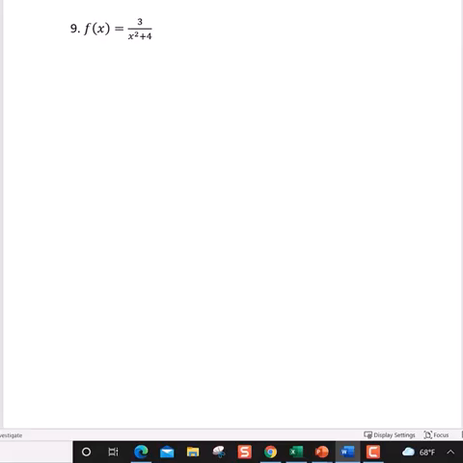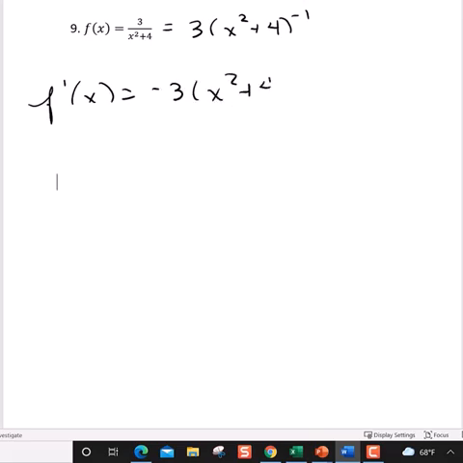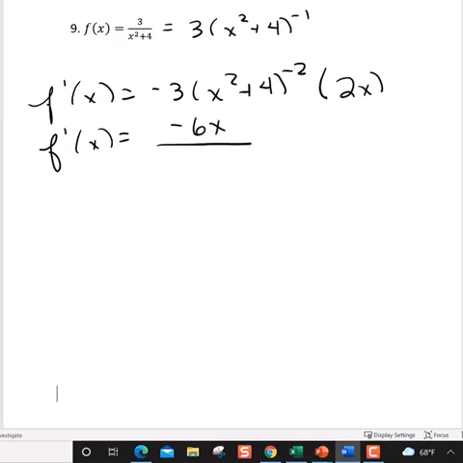One more to show you. I have f(x) is 3 over x² + 4. Hoping your immediate thought is let's turn that into a chain rule. So I can bring the power down. I get −3(x² + 4)^(−2). And then inside, x² + 4 has a derivative of 2x. I want to rewrite that before I try the second derivative. So −3 times 2 is −6x. The (x² + 4)^(−2), I'm going to put that back into the denominator.